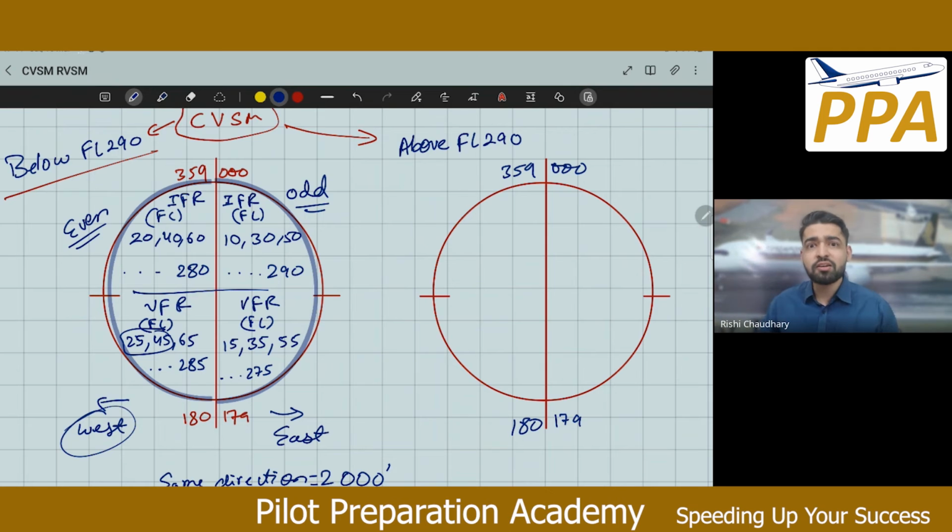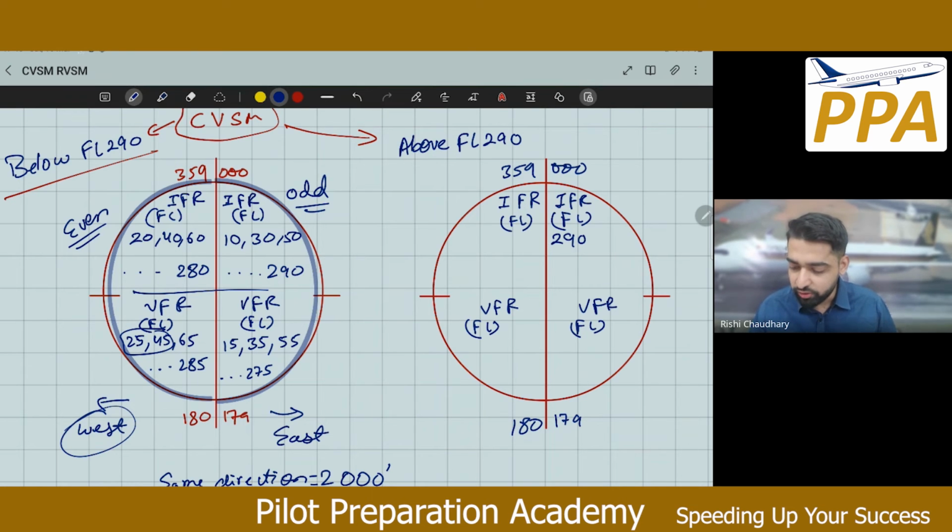So let us start where we left off. Again, we'll make an IFR group and a VFR group, and each will have flight levels. We ended at 29,000 feet, so let us start from here. I can write this is my 29,000 feet. And then I just need to make a dance move, like it's time to disco.